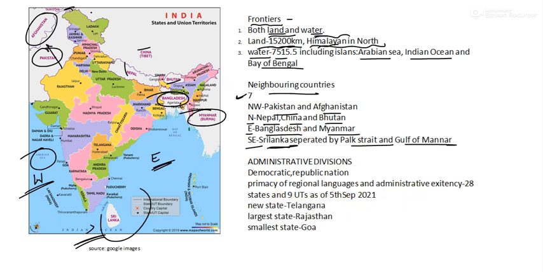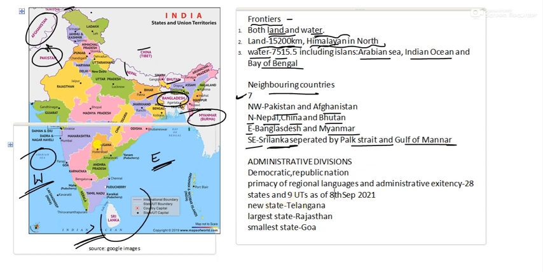28 states. How many states? Yes, 28 states and 9 union territories. This is as per 8th September, because today is 8th September. So as of 8th September, India has 28 states and 9 union territories. The newly formed state is Telangana, you can see it here. The largest state in area is Rajasthan, and the smallest state is Goa over here.